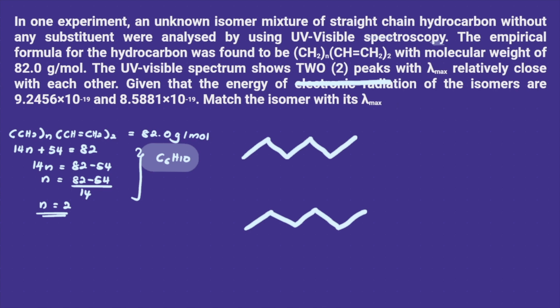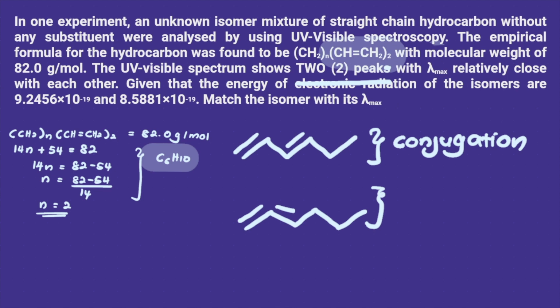It means that we need to have double bonds. Here, if you can see, you have two double bonds because of the times 2. So what we can do is put the double bonds here, or you can also write the double bonds like this. So from here we know that you have already made two isomers, whereby this one has conjugation and the other one is non-conjugated.